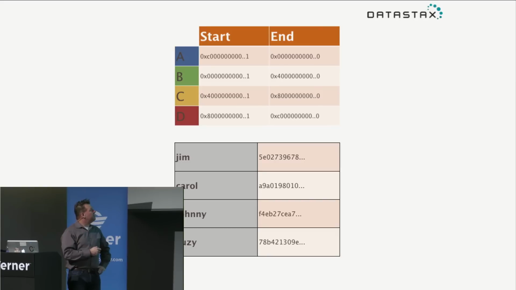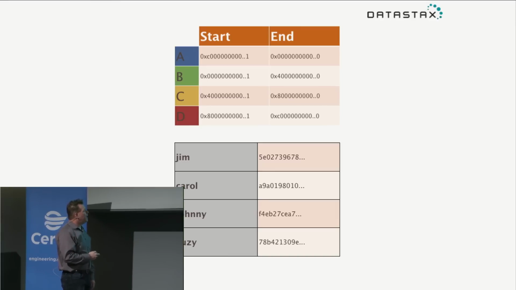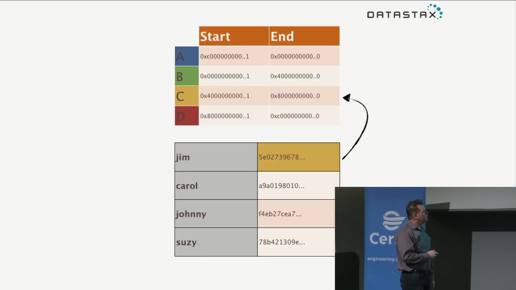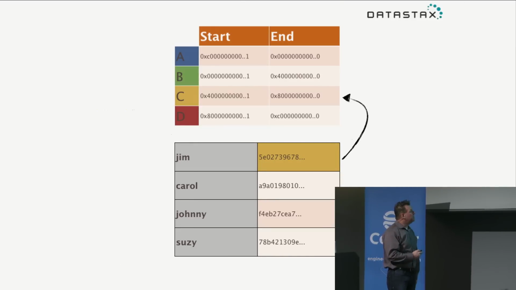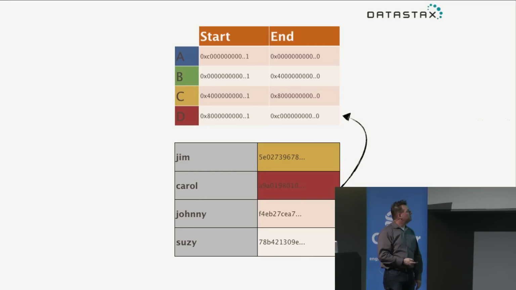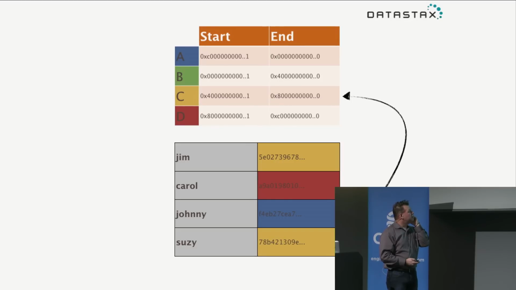So we're going to take that 128-bit number and break it into ranges of equal parts. That means each node is going to be responsible for a quarter of it. Whenever we hash, say, Jim, we say, okay, here's the MD5 hash, a 128-bit number. It fits inside this range right here. Consistent hashing, we know where it's supposed to fit. It'll drop onto node C. Carol goes on node D. Johnny's on node A. And Susie's on node C.